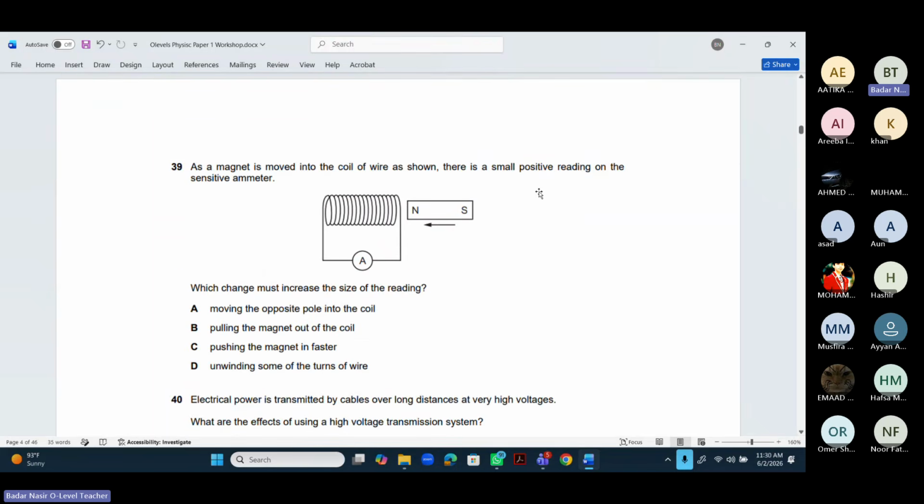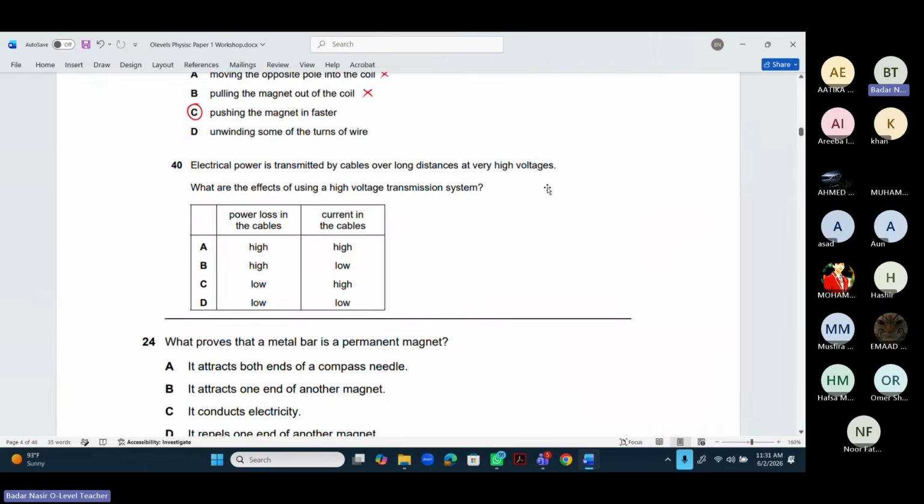As a magnet is moved into the coil of wire as shown, there is a small positive reading on the sensitive ammeter. Which change must increase the size of the reading? Again, electromagnetic induction. Moving the opposite pole into the coil will only reverse the direction of the current induced in the coil. Pulling the magnet out of the coil with the same speed will not make any difference. Pushing the magnet in faster. So the correct option is C.